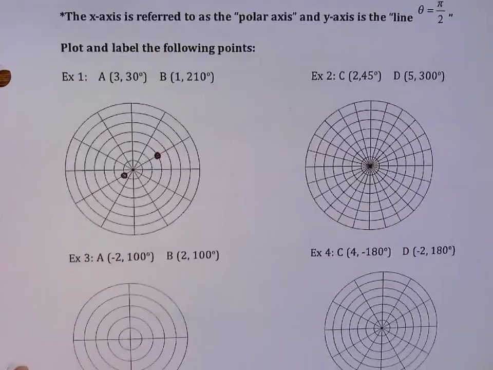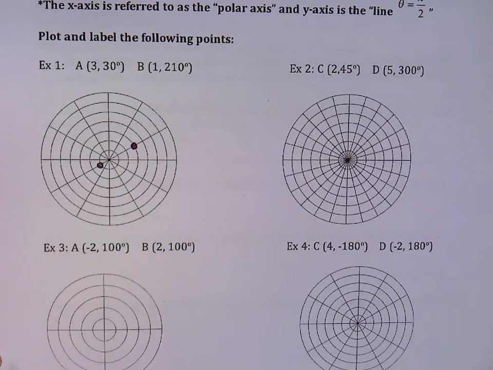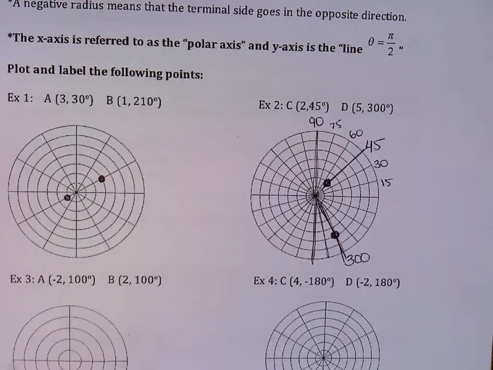All right, so I want you to do example 2, and then hold up before you do example 3 because there's a negative R value. So just try plotting example 2 for yourself for a minute.